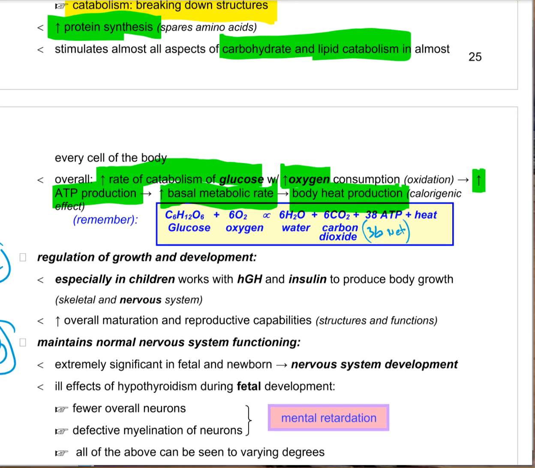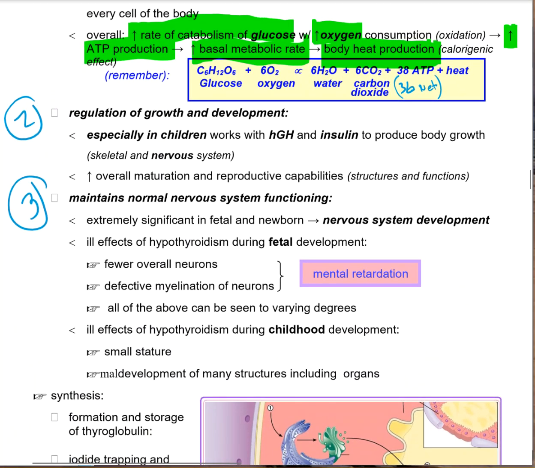So the more thyroid hormones, the more we're going to run this equation, the more ATP we're going to generate, and the more heat. We're going to use up a lot of our fuel, our glucose and our fats. Okay. We'll come back and talk more about that a little later, probably.